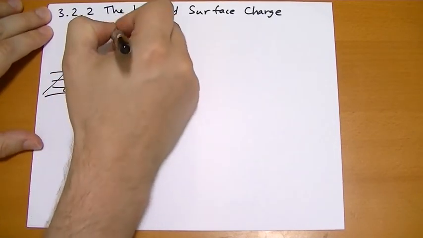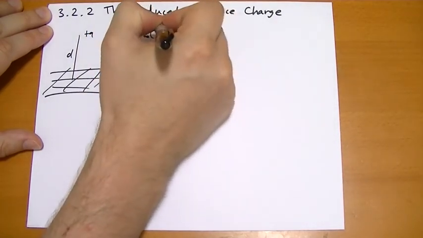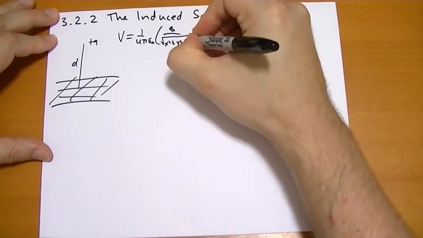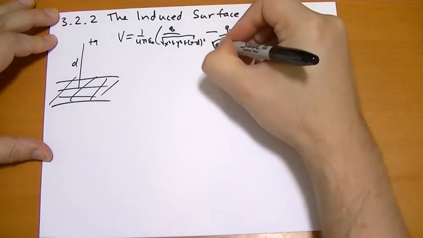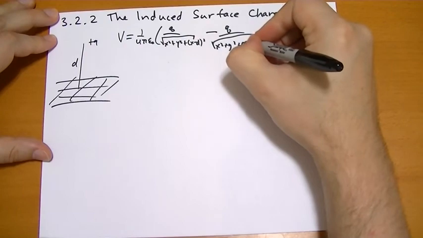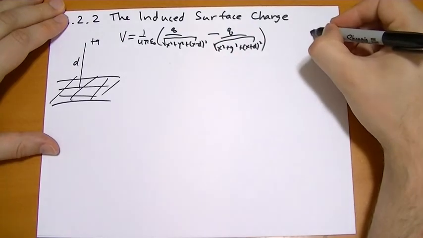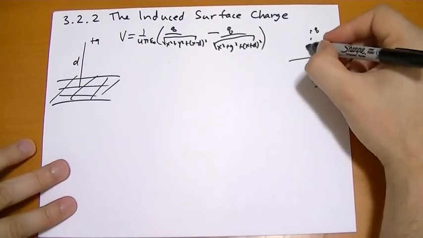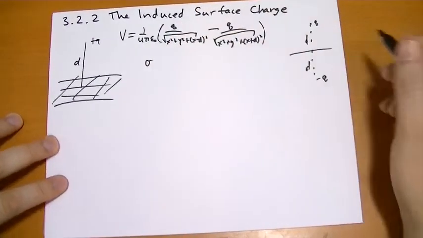The solution is that the potential is equal to 1 over 4 pi epsilon naught times q over the square root of x squared plus y squared plus x minus d squared, minus q over the square root of x squared plus y squared plus x plus d squared, which is the same potential as if we had solved the problem with plus q up here and minus q down there, a distance d. Now that we have the potential, we can calculate sigma, the surface charge density on the plane.